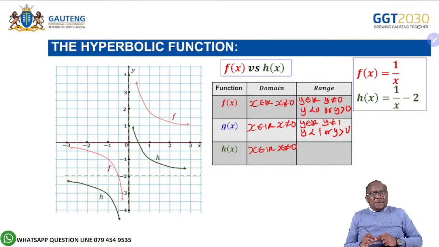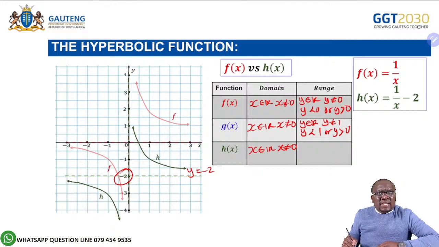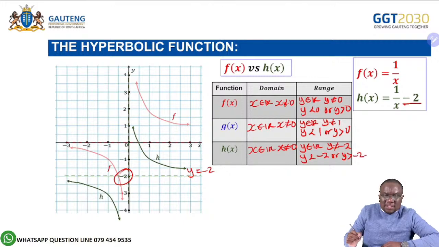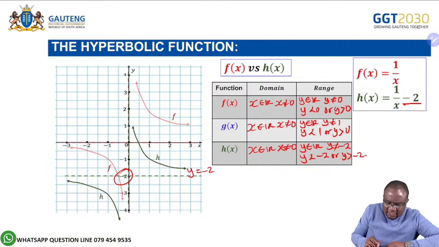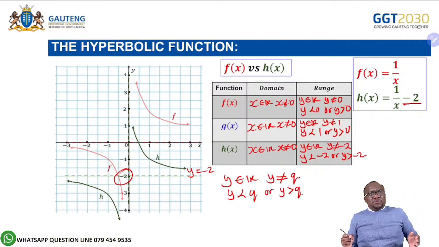But what about h of x? The asymptote is here. Y is equal to -2. What is it going to be? The range is y element of real numbers, but y cannot be equal to -2. Or you can say y less than -2 or y greater than -2. Linked to the q value here, we can generalize and say our range is y element of real numbers, but y not equal to q, or y less than q or y greater than q, like that. That's the domain and range.